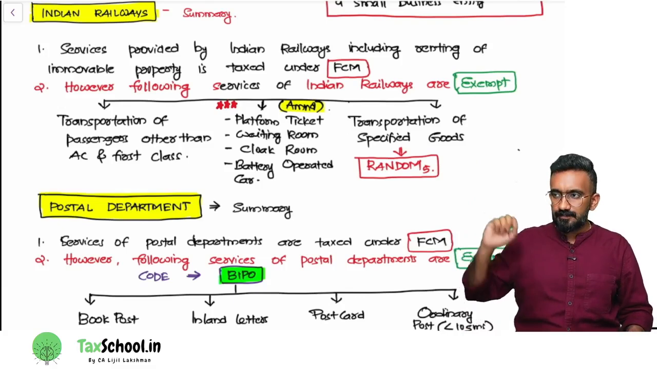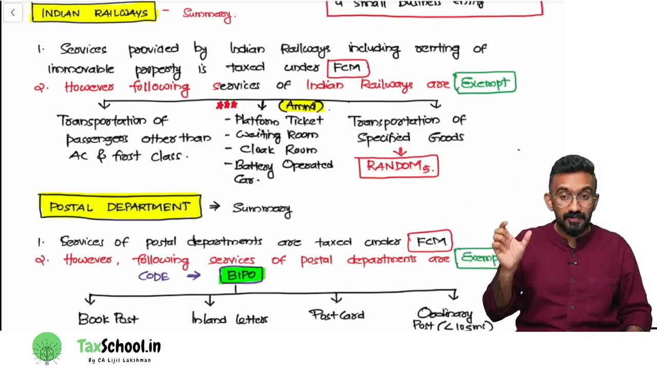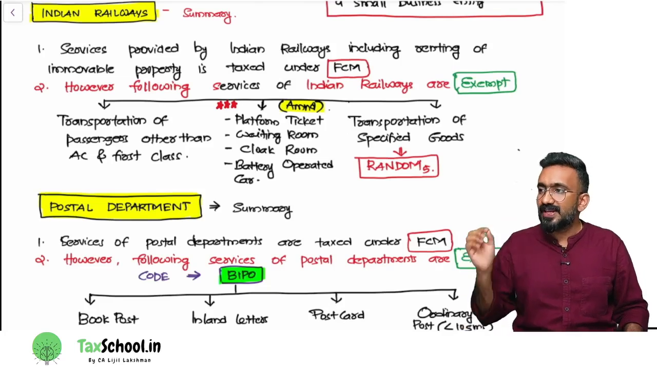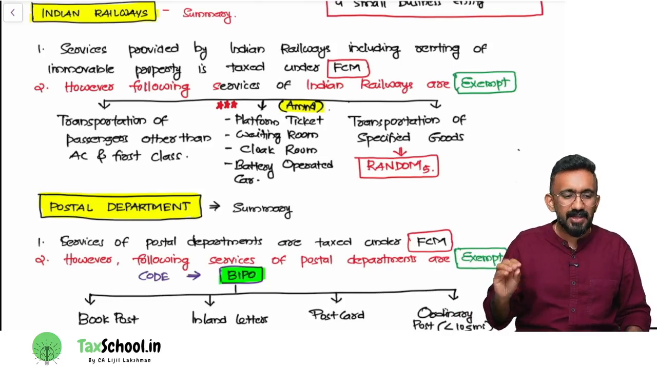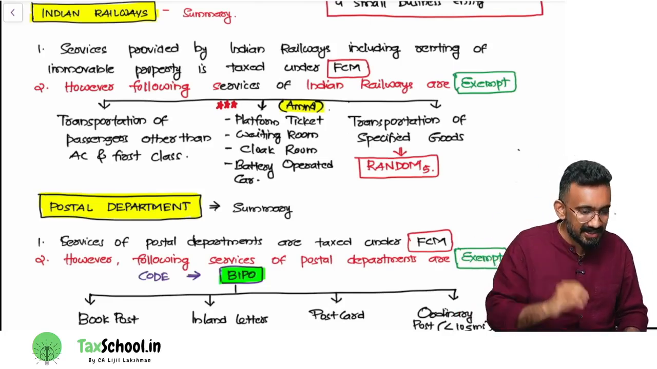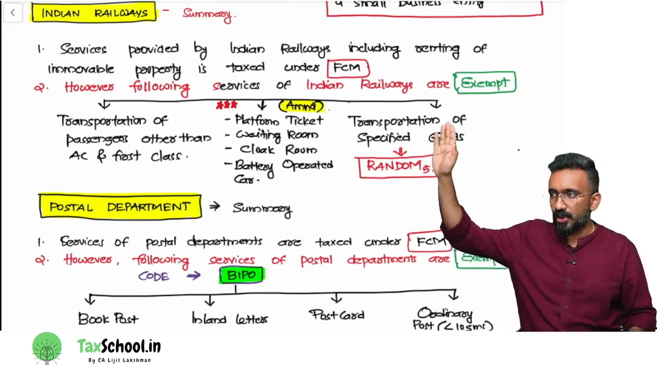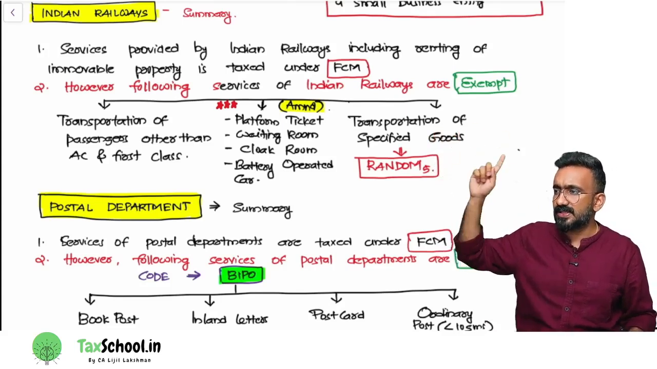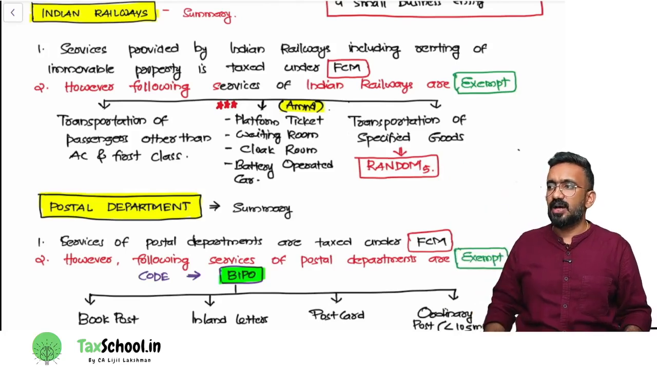I have written it. Services of Indian Railways, Department of Railways, are taxable, right? And it will be taxable under FCM because it is taxable to public also. You book an AC ticket, it is taxable. So you cannot pay tax under RCM, so it will be under FCM. That's point number 1. Services by Indian Railway, including renting of immovable properties, are taxed under FCM. However, the following services of Indian Railways are exempt.